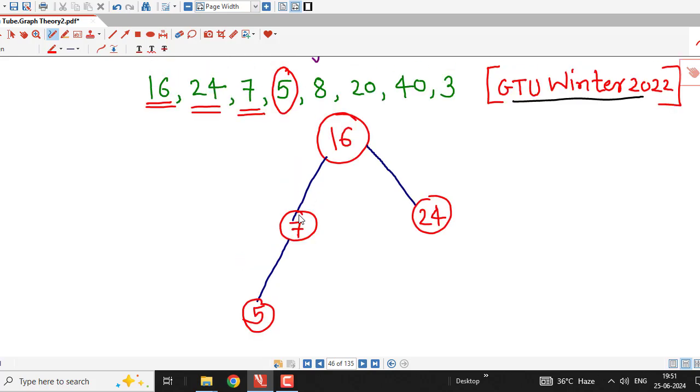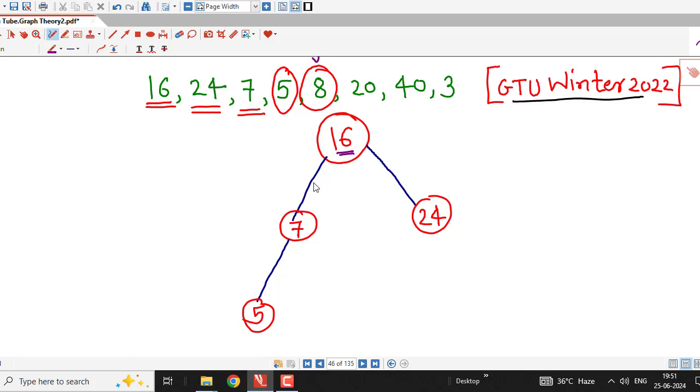Because 5 is less than 16, it is to the left of 16. To the left of 16, this value is 7. So we compare 5 and 7, and because 5 is less than 7, 5 is to the left of 7. Next value is 8, and 8 is again less than 16. So it is to the left of 16.